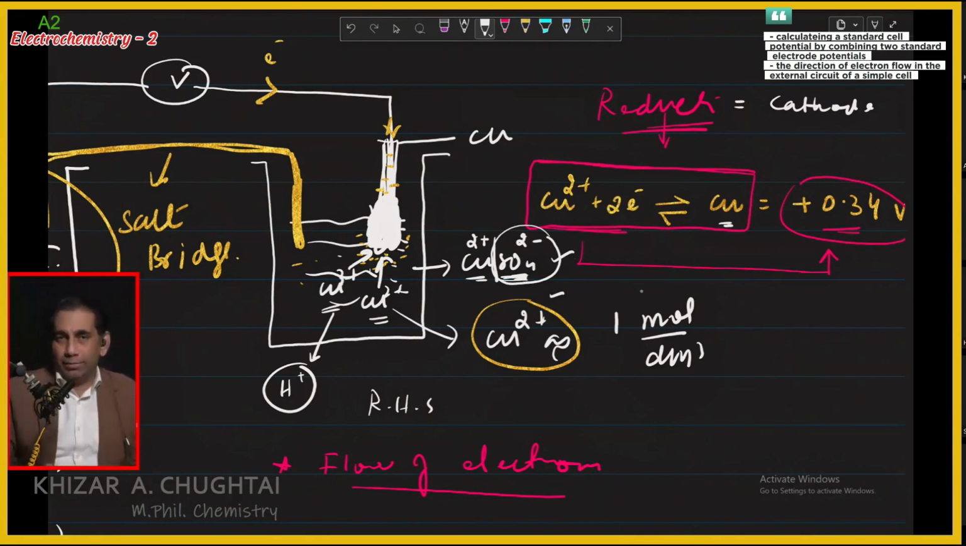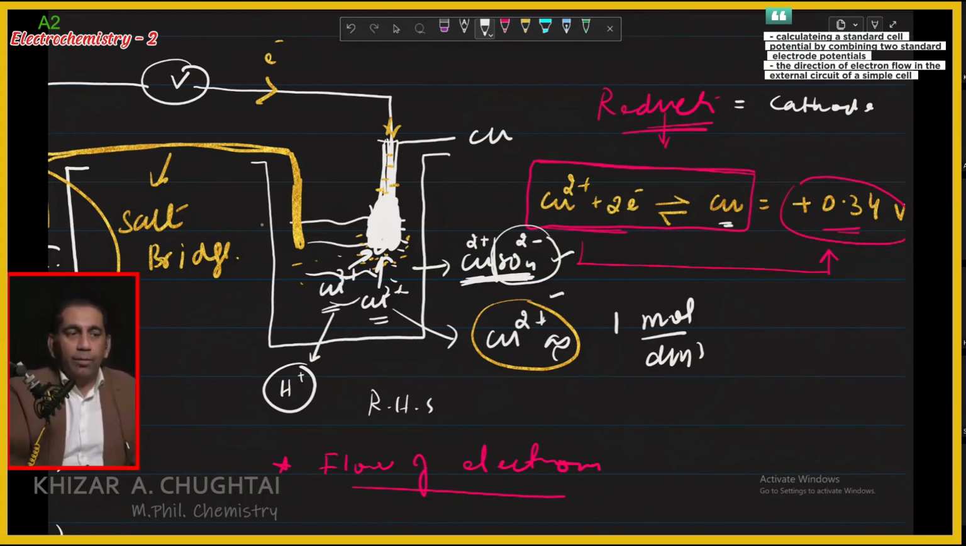A time will come when the reaction will stop. Why is this so? When the sulfate ions reach a high concentration, this crowd of sulfate ions will repel the electrons coming through the copper rod. So it means that the reaction will stop and this circuit will stop.